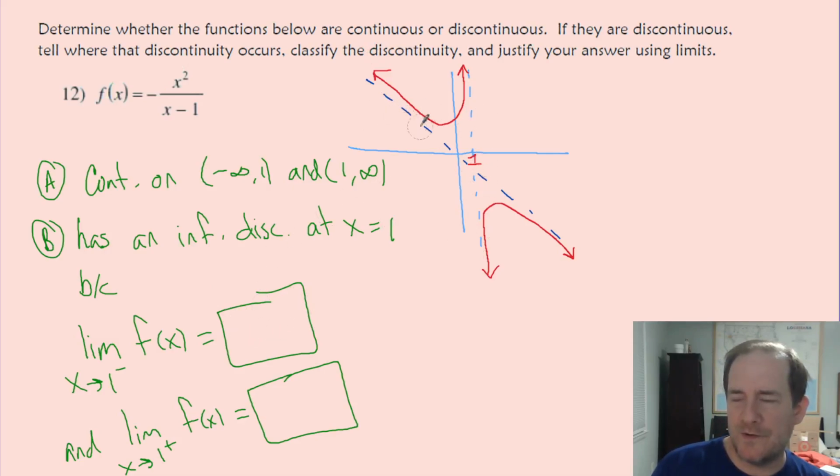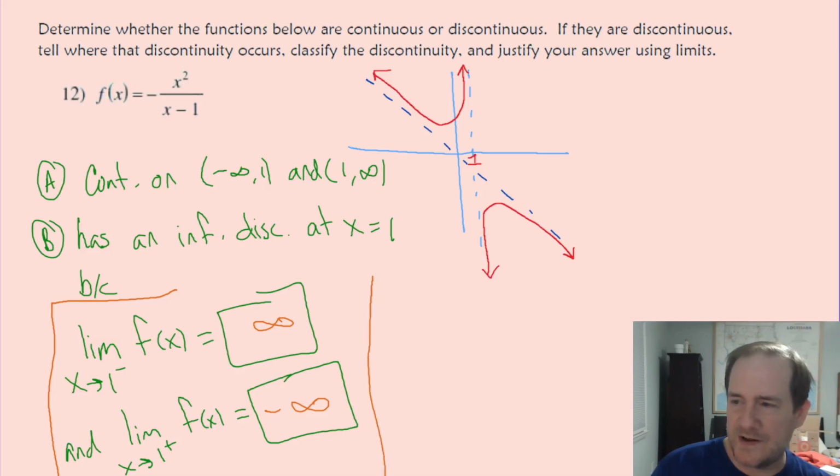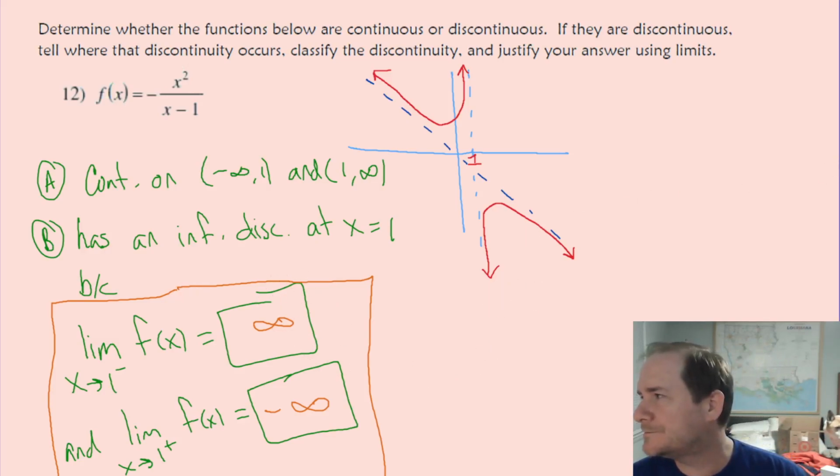But looking at our graph, we can see that the limit from the left, for sure, has us going off to positive infinity, while the limit from the right has us plummeting down to negative infinity. But just citing those two limits and showing that even just one of them is infinity, that proves we're in infinite discontinuity. So that's it. Let's do 13.